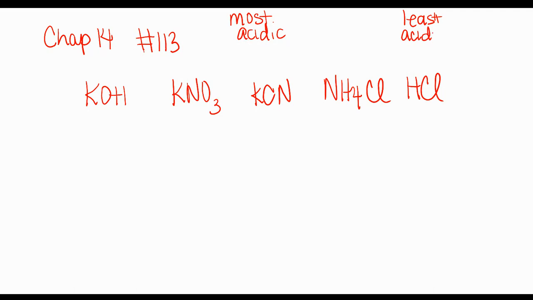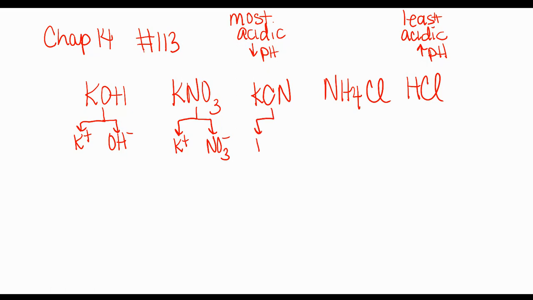So essentially the lowest pH to the highest pH. Okay, so KOH, these are all aqueous, breaks up into K plus and hydroxide. This one's K plus and nitrate, K plus and CN minus, ammonium ion and chloride, and HCl, strong acid, right? H plus, Cl minus.